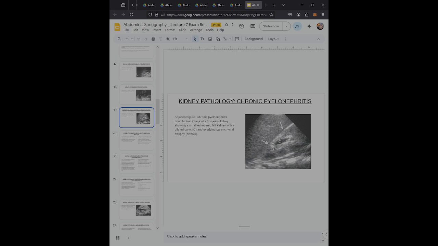Sonographically, we see small echogenic kidneys that have lobulated borders, and the renal scar is quite apparent, and the renal scar appears as an echogenic area within the kidney that extends from the renal sinus through the renal parenchyma. So here in this image we have a small echogenic left kidney with a dilated calyx and overlying parenchymal atrophy.